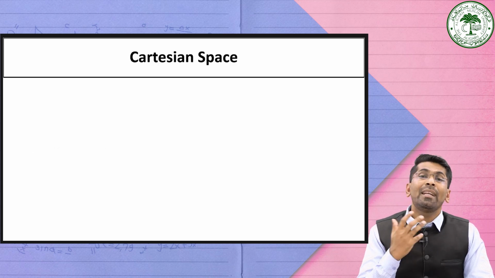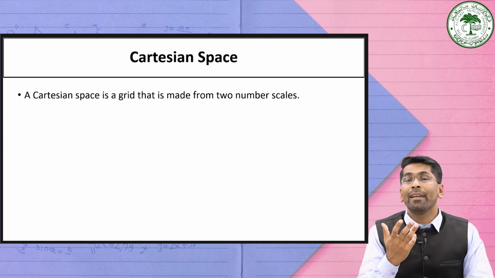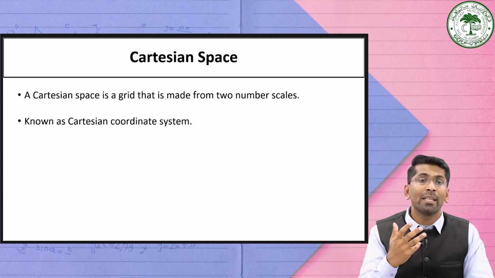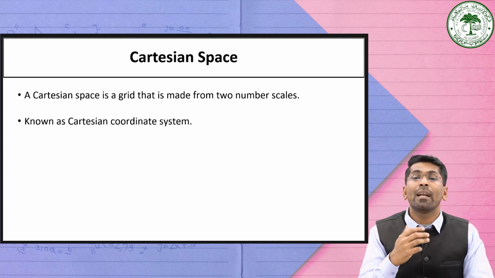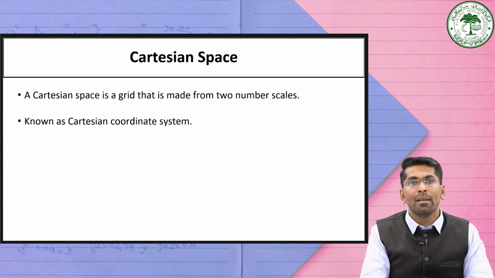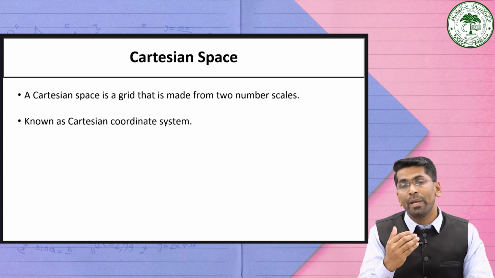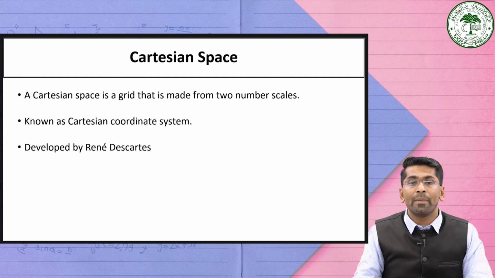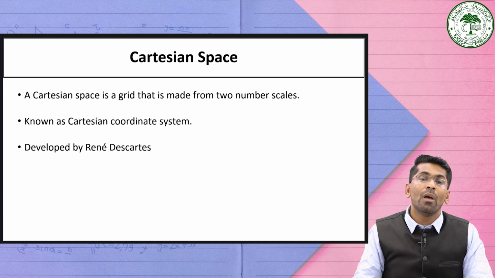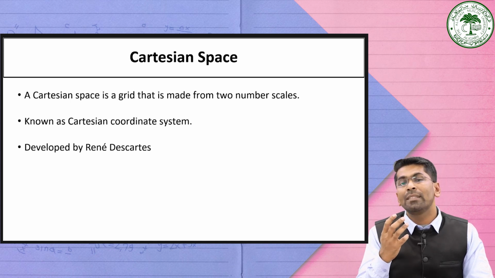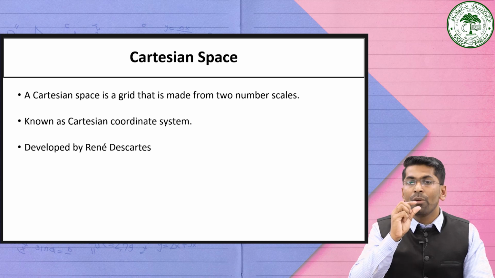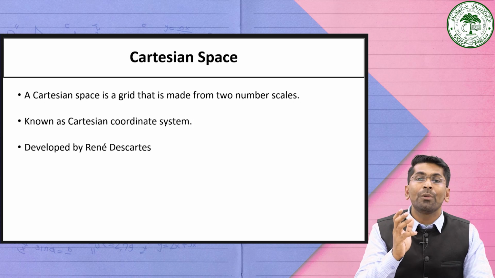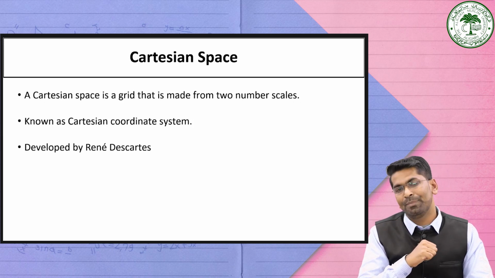A Cartesian space is a grid made from two number scales. It is also known as a Cartesian coordinate system. It is called Cartesian in honor of René Descartes, the great French mathematician of the 17th century, who solved the puzzle of describing the position of a point on a plane by making use of latitude and longitude, on the idea of geometry.